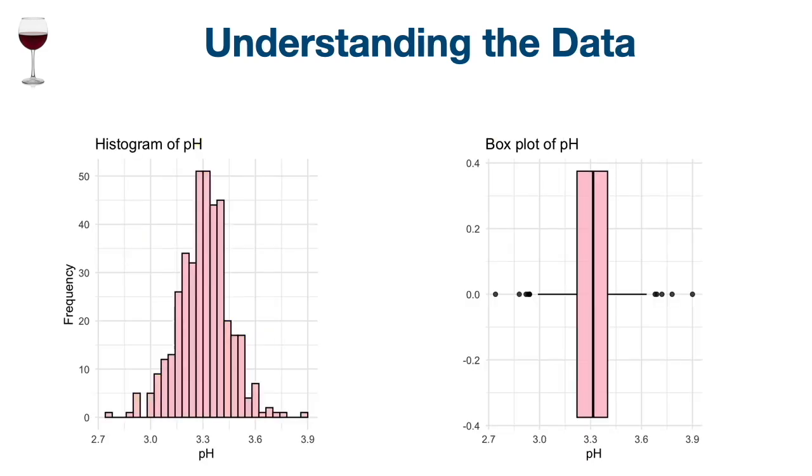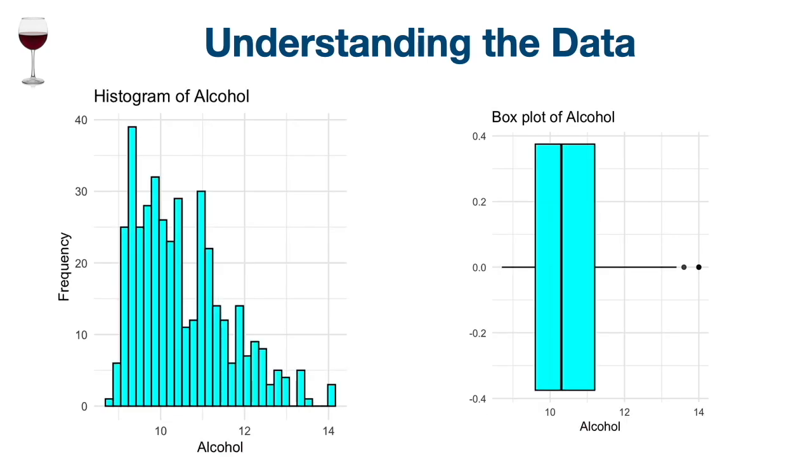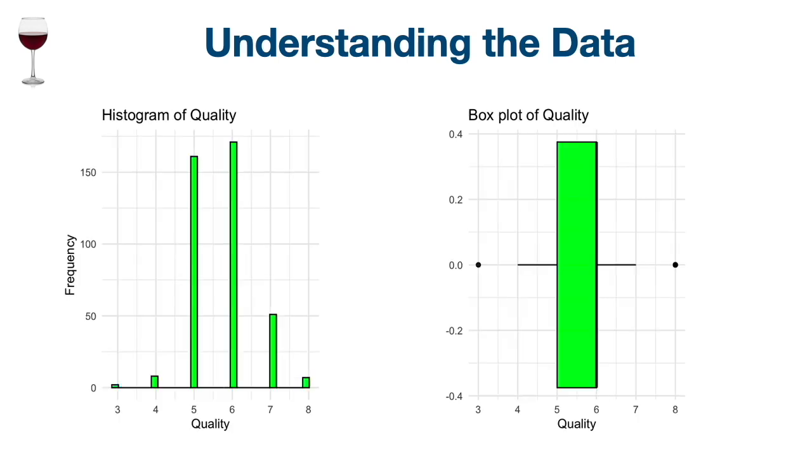pH has an approximately normal distribution with almost equal number of outliers on either side. Alcohol is slightly right skewed with moderate levels dominating. The target variable is discrete, ranging from 3 to 8, with most of the ratings lying between 5 and 6.